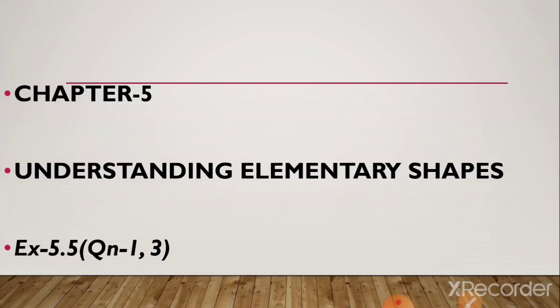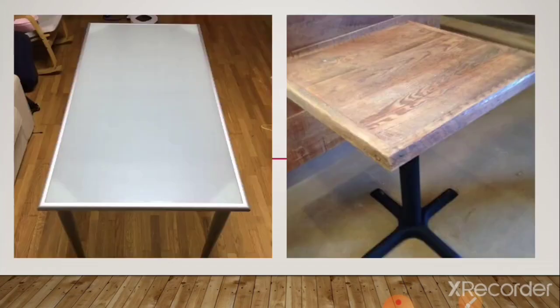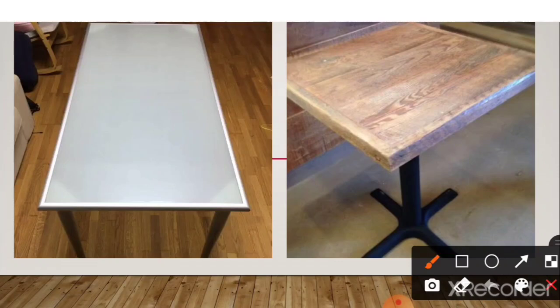Today we are going to discuss chapter 5 exercise 5.5. The chapter we were doing is understanding elementary shapes, and from this chapter today we are going to do the fifth exercise of this chapter, and in this video we are going to discuss question number 1 and question number 3. So here in front of you is question number 1.